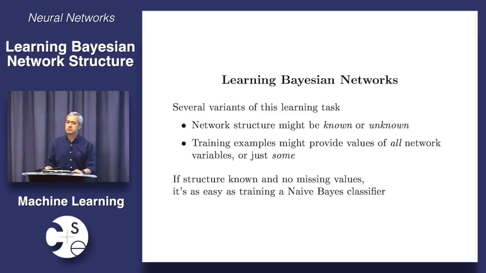Okay, let's think about this. Well, let's see. What do we need to do search? The first thing is we need an initial state, right? If you're trying to learn the structure of a Bayesian network, where might you start? What might be your initial structure?